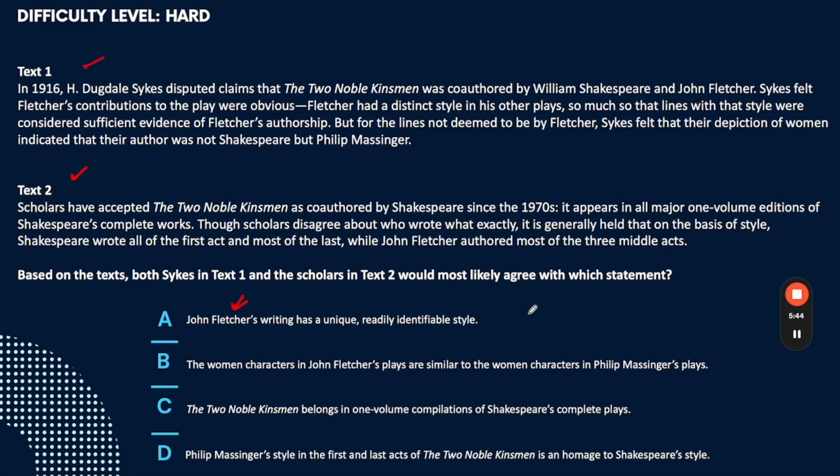And remember, when it comes to these questions where we are supposed to identify a statement that both the authors, like Sykes and scholars in this case, would agree with, we have to identify an option that is being talked about in both the texts, right? So A is definitely something that's been talked about in both the texts, but I can't really pick this as my answer choice right away, right? I still want to go ahead and start eliminating my options to really be sure about A being my answer. Let's go to B now.